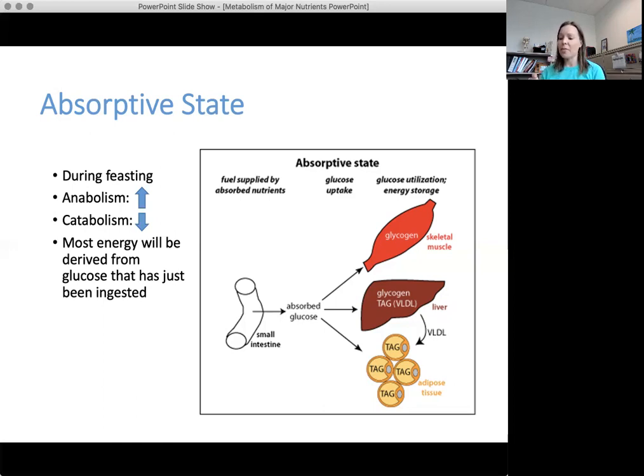Remember that whenever you have the ending genesis, it means that you are forming or creating whatever molecule whose word root is in the first part of the word. And the ending lysis means the breakdown of the molecule that's part of the word. So first of all, we have glycogenesis. That is the formation of glycogen, and that will be occurring during this time.